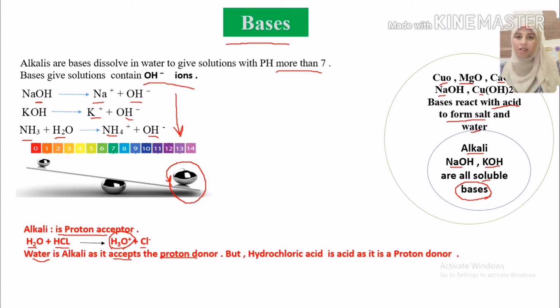Water, of course, is the base. It accepts the proton. And we have hydrochloric acid converted into Cl negative. HCl loses a hydrogen proton. So, of course, hydrochloric acid is the acid. It can lose its hydrogen proton, so it is a proton donor. So you must know exactly that acids are proton donors and bases are proton acceptors. You must know how to write the equation and how to extract the acid and the base from your equation.